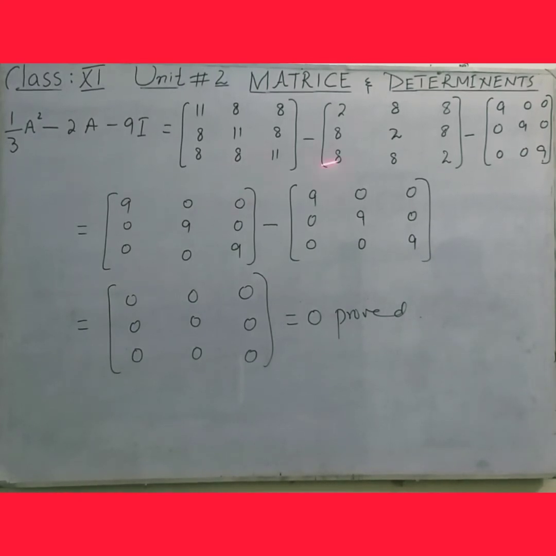Now first subtract these two matrices, we have 11 minus 2, 9, 8 minus 8, 0, 8 minus 8, 0. So except the diagonals we have 0 elements, and for the diagonals we have 11 minus 2, that is 9, 9, 9. And the last matrix is [[9,0,0],[0,9,0],[0,0,9]]. When we subtract these two matrices, we have 9 minus 9, 0, and the rest of the elements are 0. Now here we have a zero matrix that is equal to 0, which is proved.